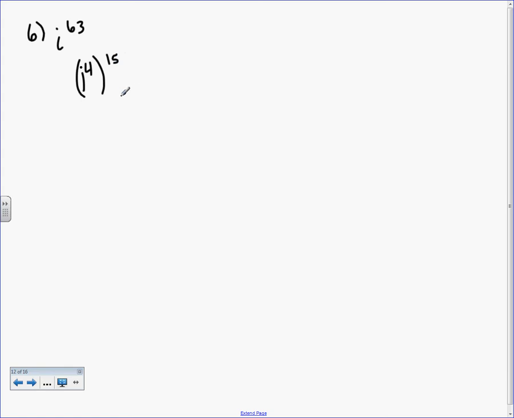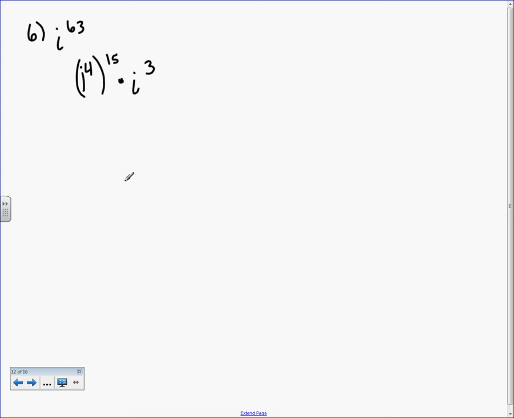$15 times evenly, right? So what is i to the 4 to the 15? What's 4 times 15 that we're doing? 60, right? So how many more do I need? 3. So look at this again.